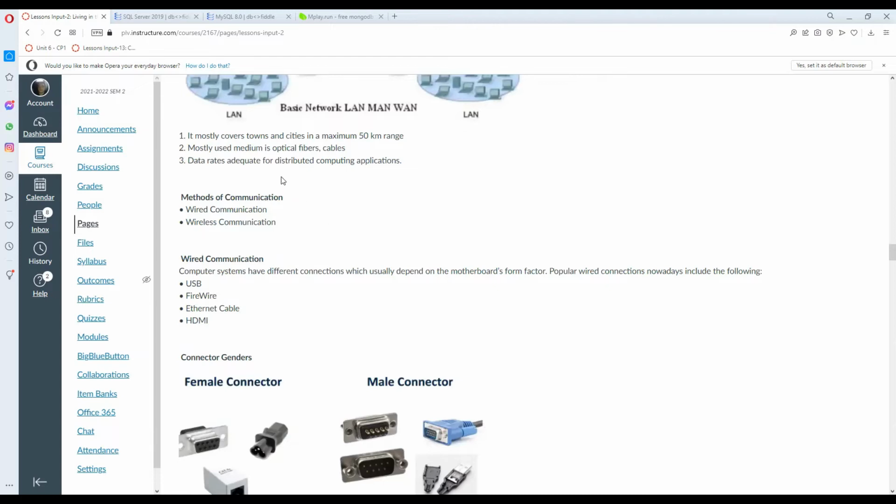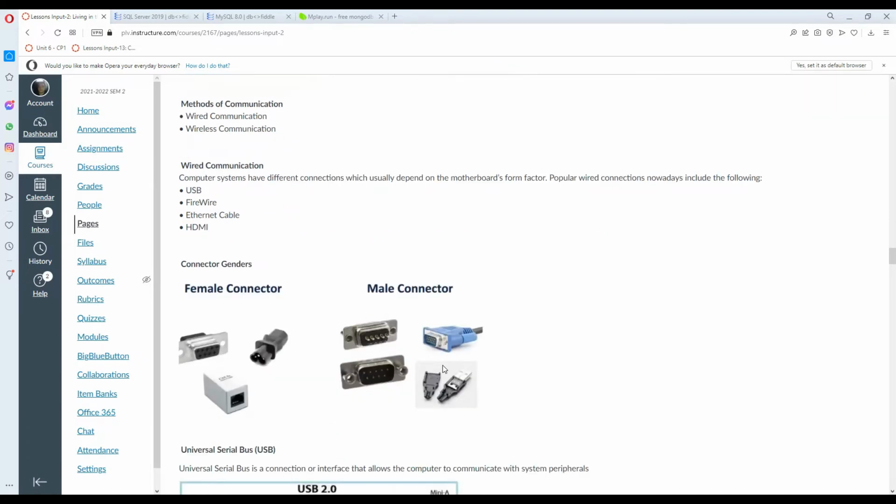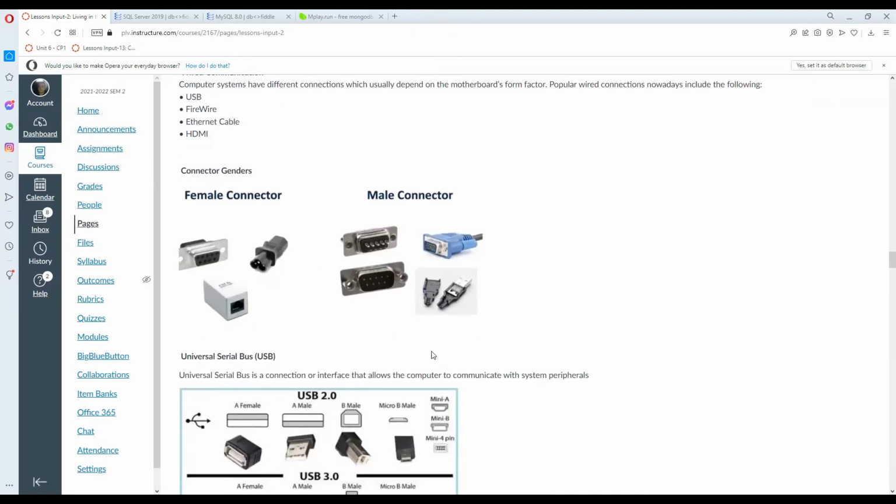Methods of communication, wired and wireless. So wired communication consists of USB, Firewire, Ethernet, and HDMI. So for the connectors, we also have gender, the male and female connectors.